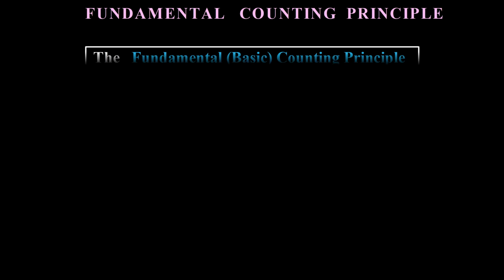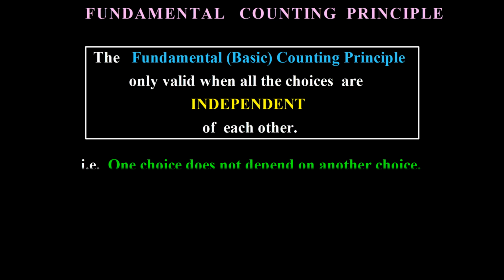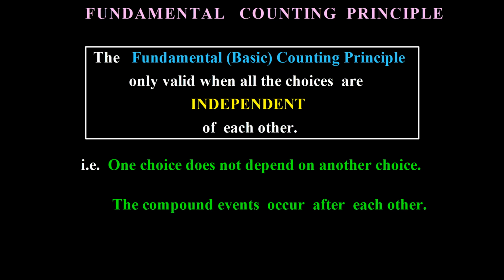Now it's important for you to note the following about the fundamental counting principle. This rule only applies when all the choices are independent of each other. What do we mean by independent of each other? That one choice does not depend on another choice. Also, the compound events must occur one after the other. They cannot occur at the same time.